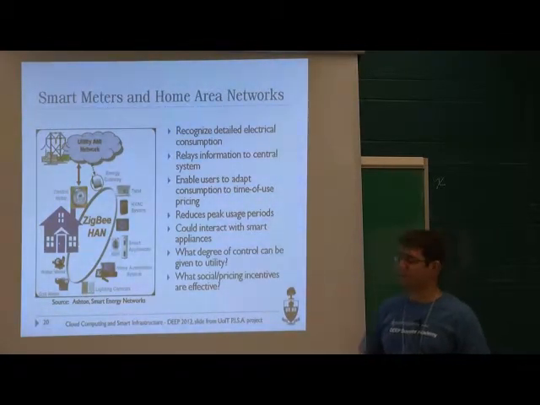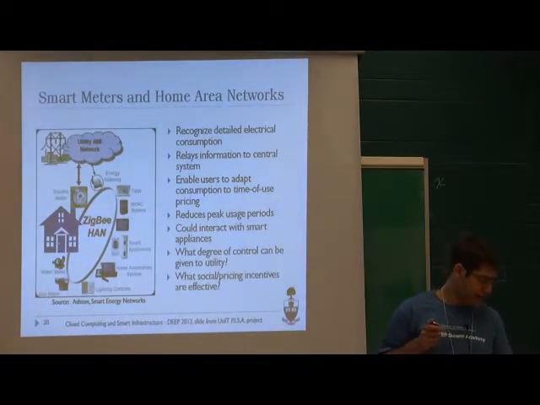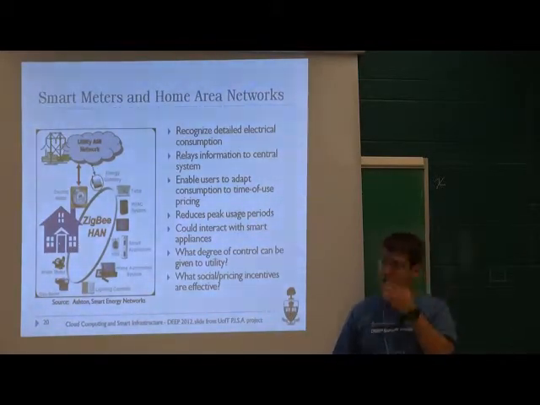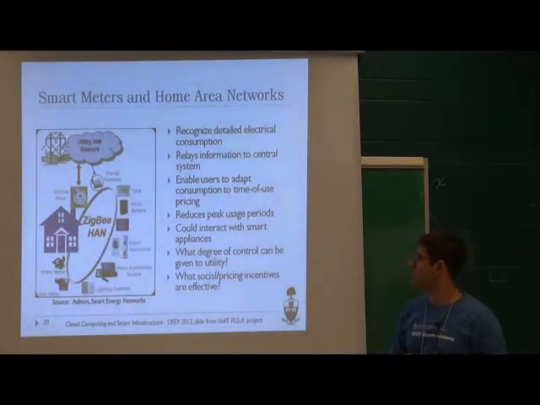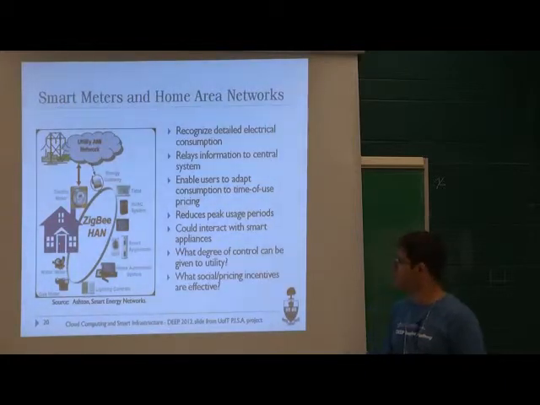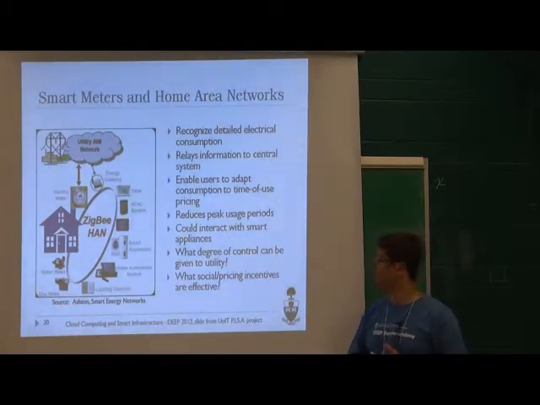Reduce peak usage periods. The worst part of the power system is peak usage periods, because you're consuming so much energy at that time and releasing so much heat. So by interacting between different people, we want to be able to reduce that. It could interact with smart appliances that can provide improved performance.